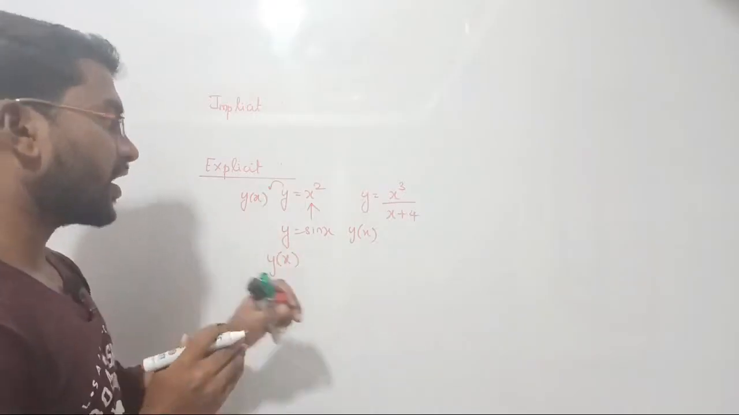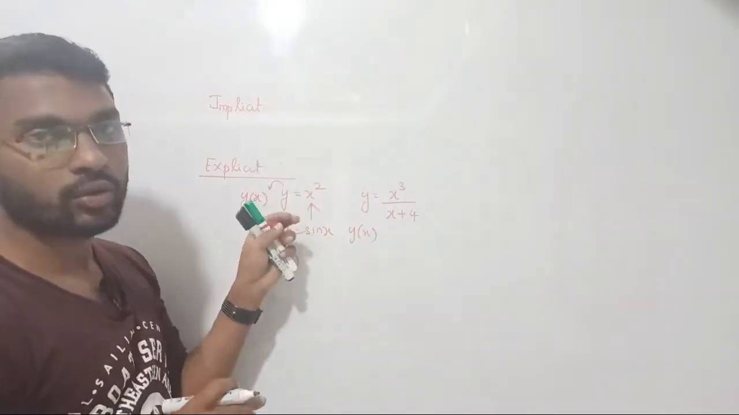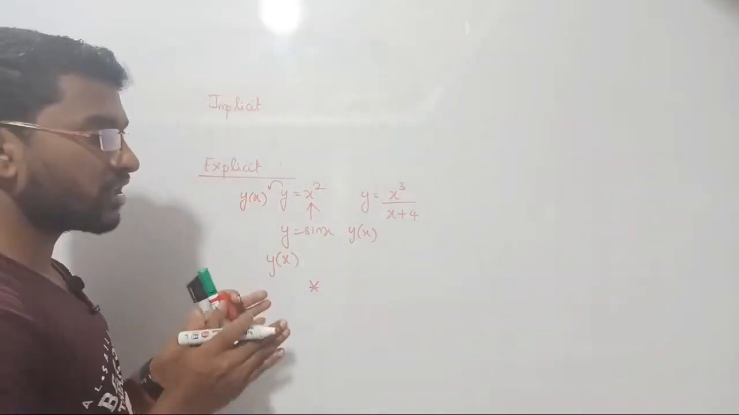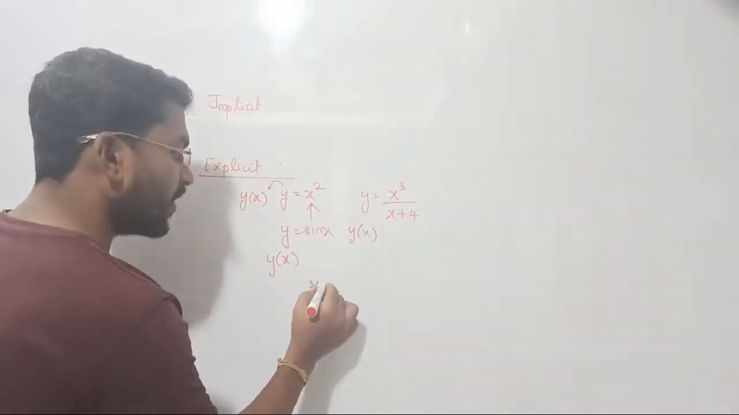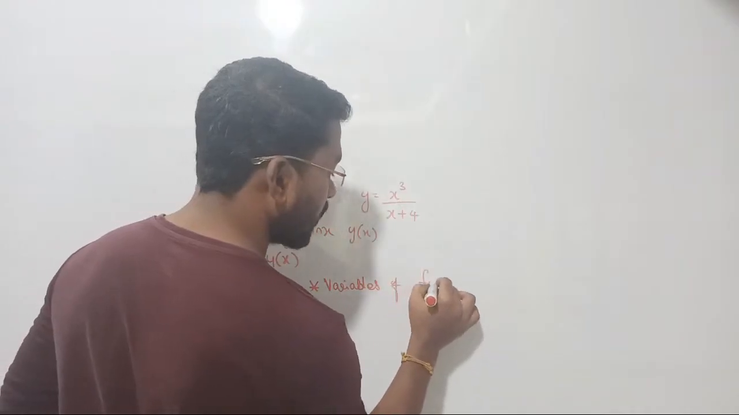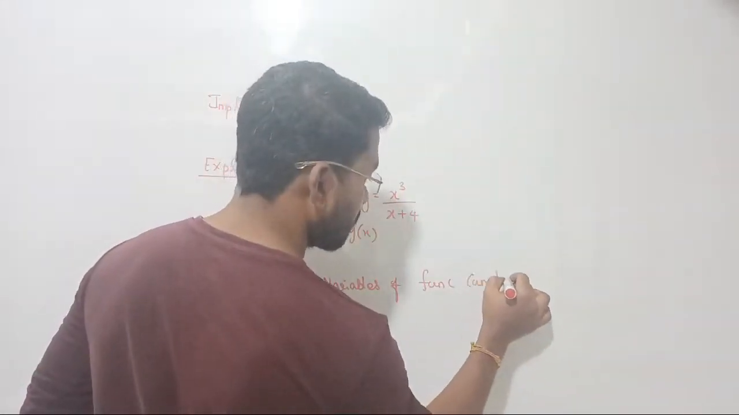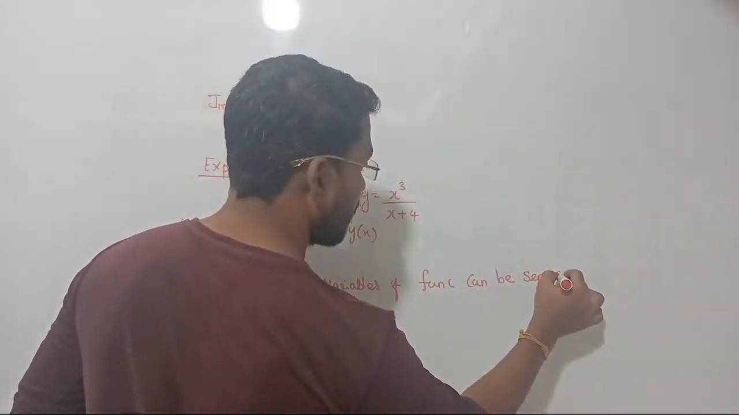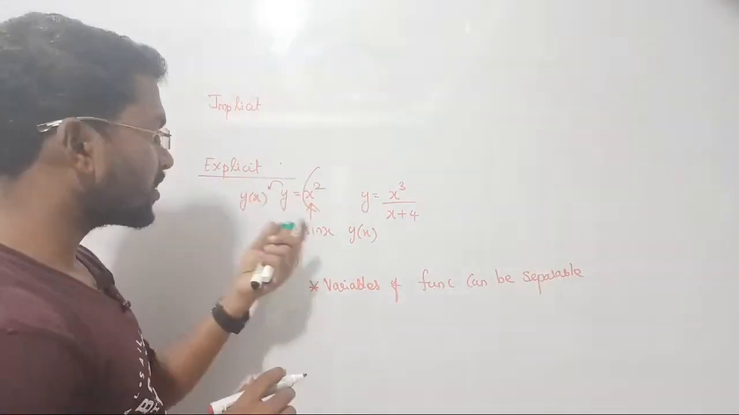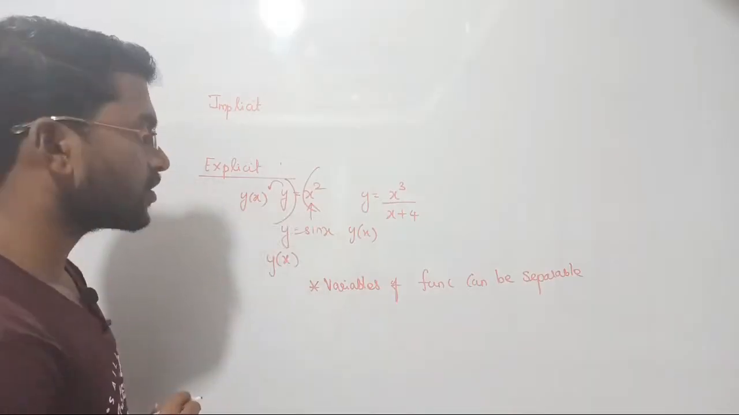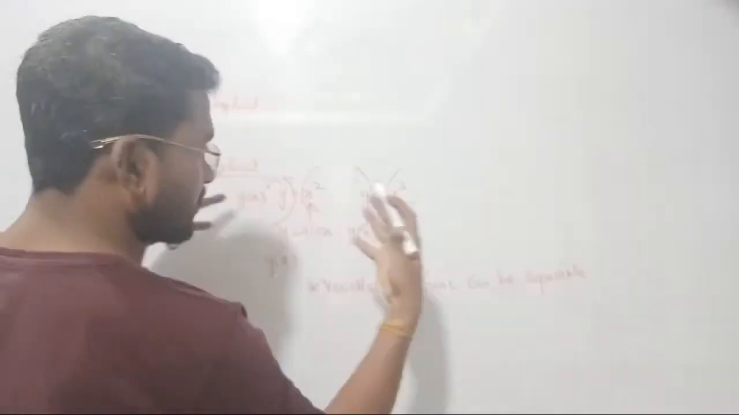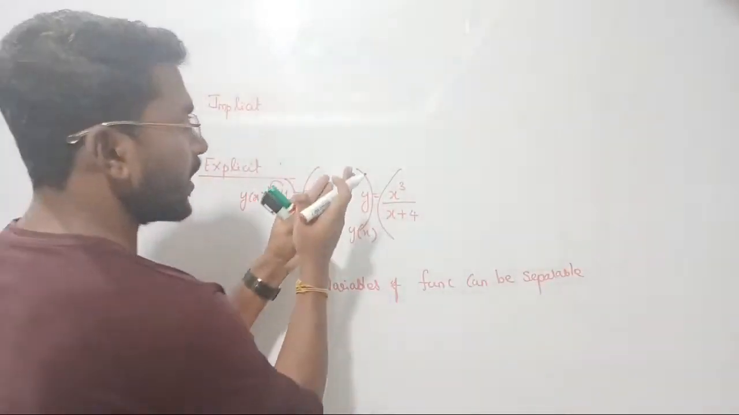So there is no mixed version, right? Your functions won't be mixed with each other; the variables of the functions can be separable. In case of explicit method, variables of the function can be separable. What do I mean here? Variables can be separable in the sense that in the RHS we have the function in terms of x, and in the LHS we have the function in terms of y. Is there any dependency between them? No. Such a type of functions, it means your variables have been separated.